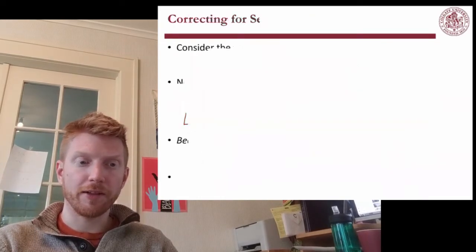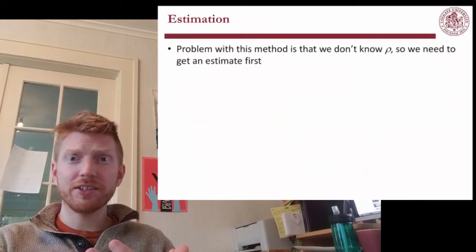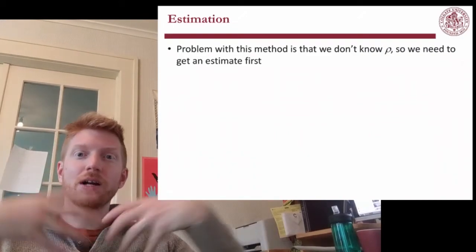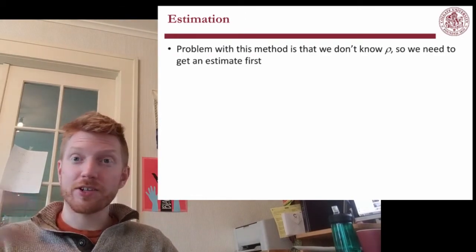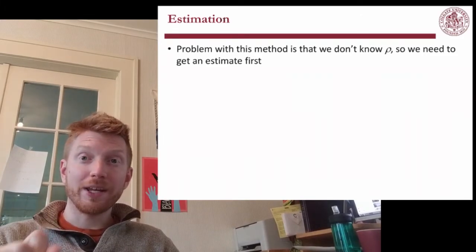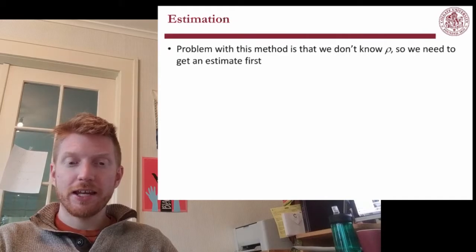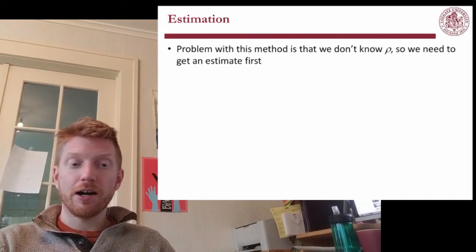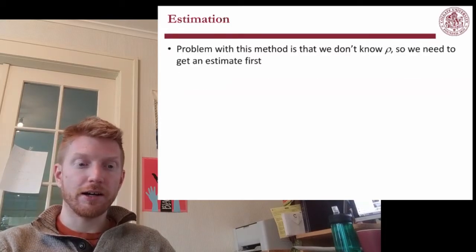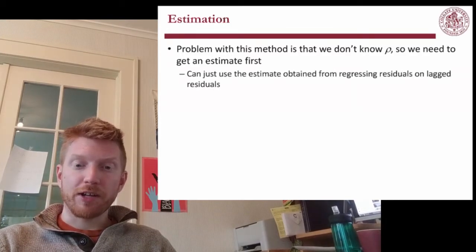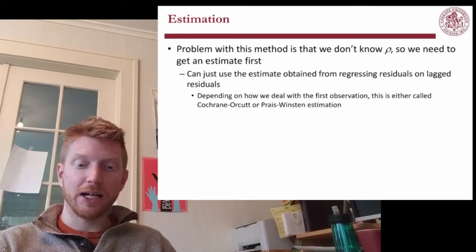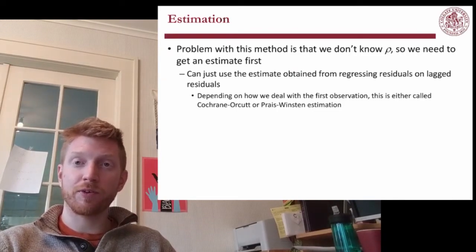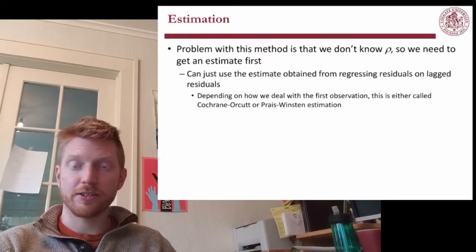Let's talk about one more thing regarding this estimation method. The difficulty in doing this is that we don't know rho. No one hands you a parameter and says, this is from on high, the correlation between the error terms. The error term, if you remember, is unknowable. So what we need to do in order to execute this method is to get an estimate first of rho. And we can do that by regressing the residuals on the lagged residuals. Just so you know the name, in case it comes up, depending on how the first observation is dealt with, it's called either a Cochrane-Orcutt or Prais-Winsten estimation.